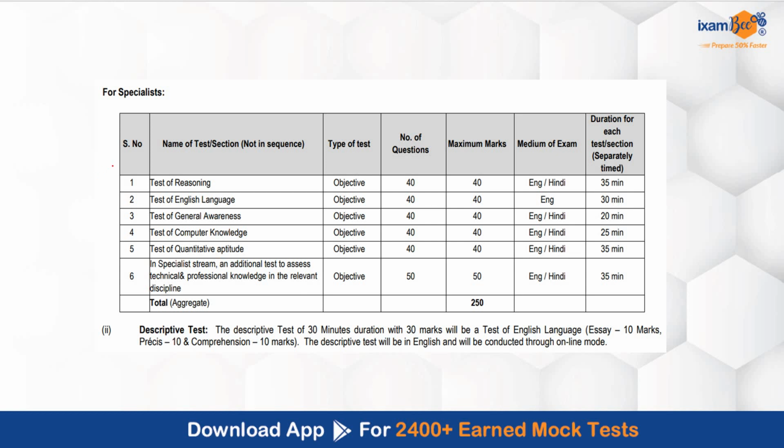Here you have 6 subjects: reasoning, English, general awareness, computer, quantitative and law. The total paper is of 250 marks. These are the number of questions in each paper and this is the time for each section. Sectional cutoff is present. Also in mains you have descriptive test which is only qualifying. It is of 30 marks, 30 minutes paper. You will have one essay, précis and comprehension in this descriptive test. Then you have interview.